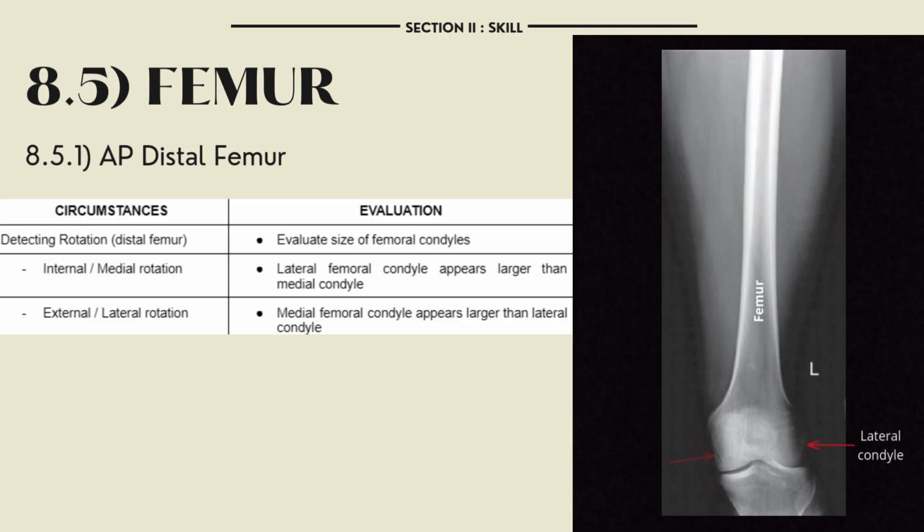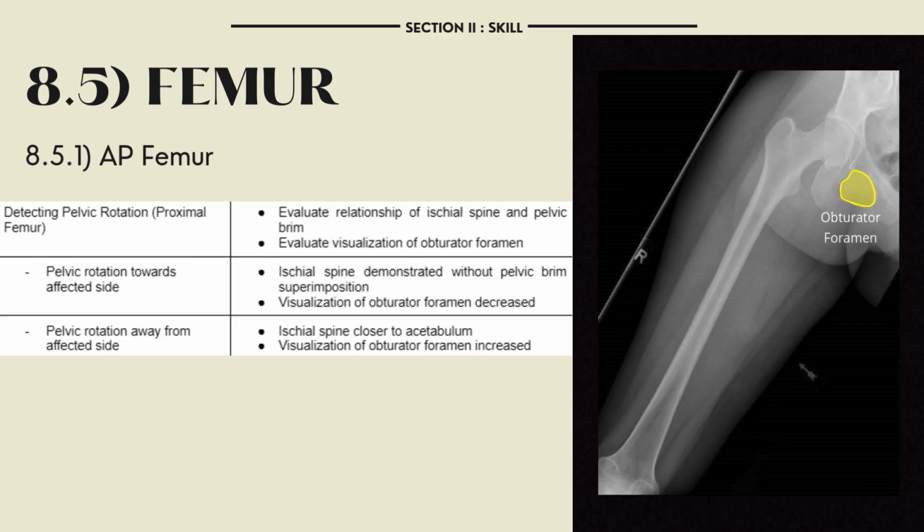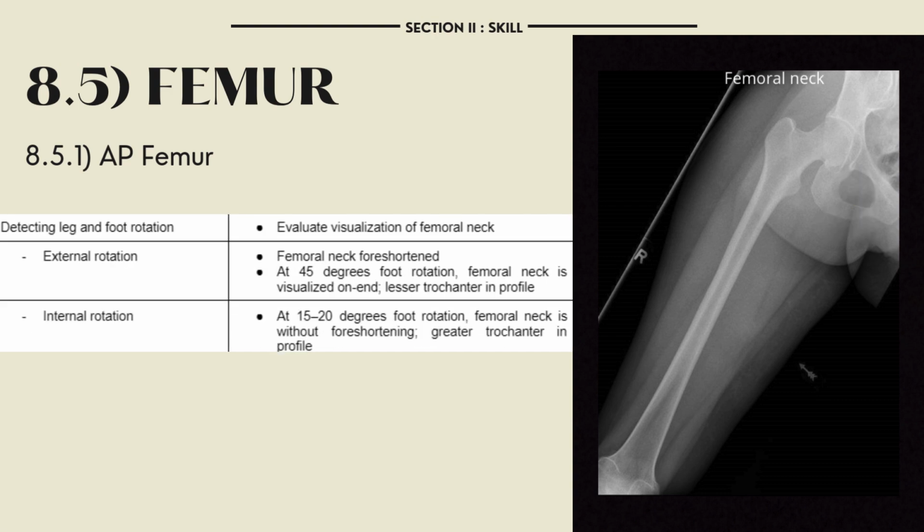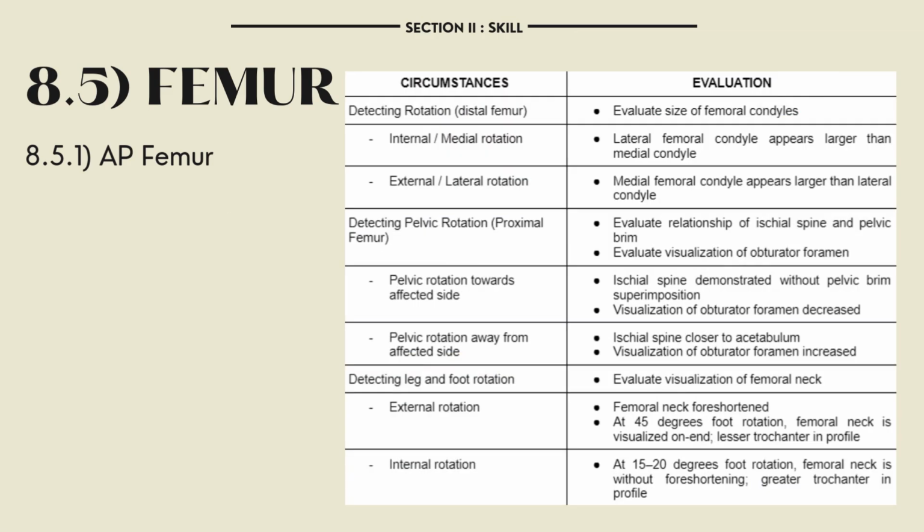Lastly, femur. In epi distal femur, the femoral condyles are evaluated to determine any rotation, similar to epi knee. However, in epi proximal femur, the radiographer can evaluate the relationship of the ischial spine and pelvic brim, and also the visualization of the obturator foramen. Meanwhile, the visualization of the femoral neck can determine the leg and foot rotation. In external rotation, the femoral neck is foreshortened and the lesser trochanter is in profile. In internal rotation, the femoral neck is without foreshortening while the greater trochanter is in profile.